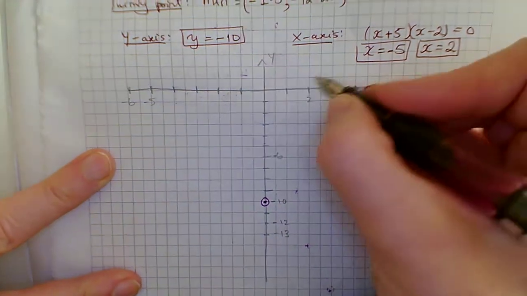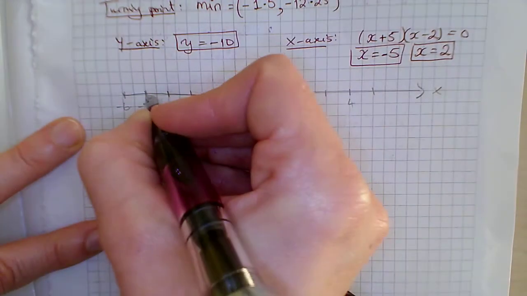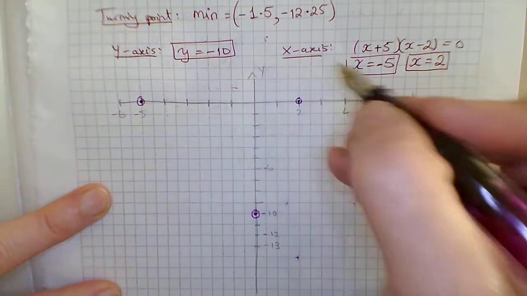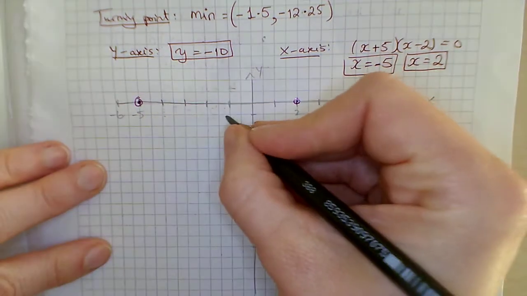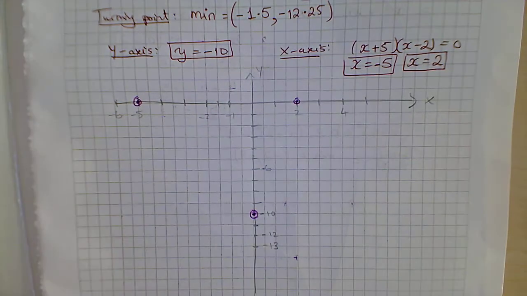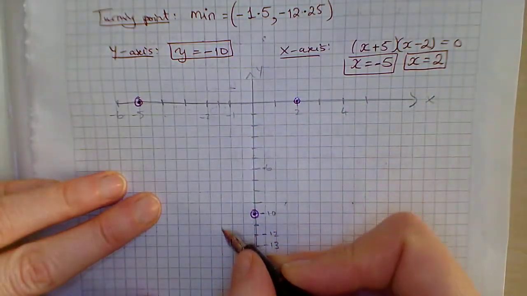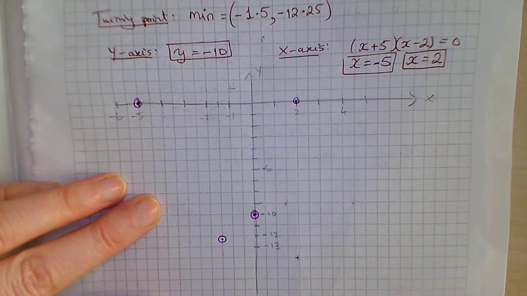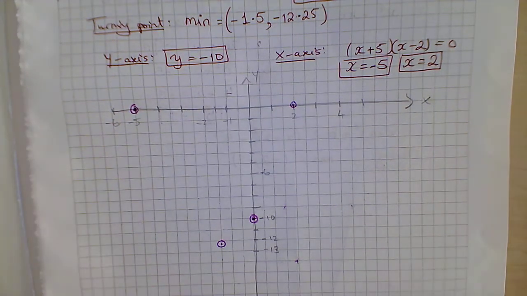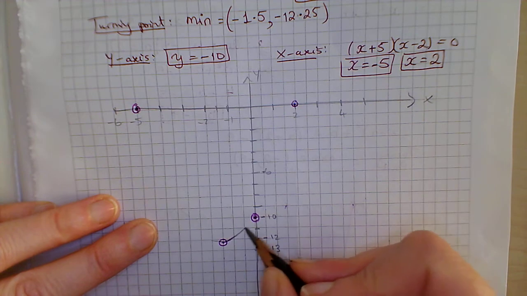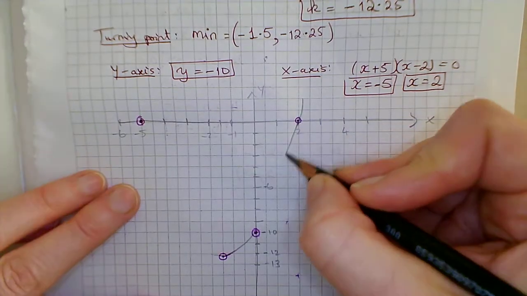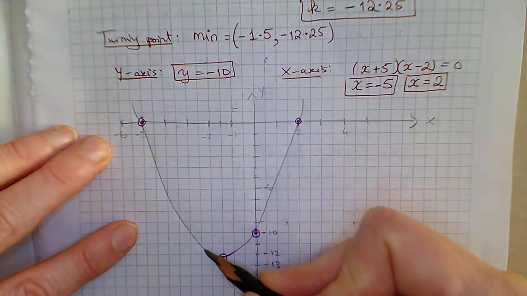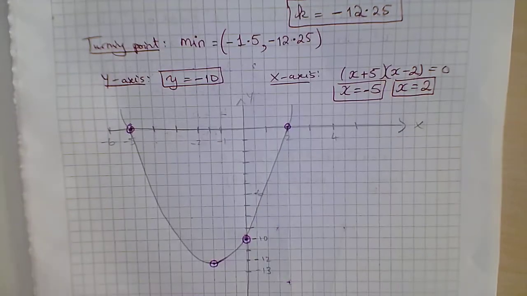It intersects the x-axis at x equals 2 and x equals -5. And my turning point, my minimum point, is at -1.5. So there's -1, there's -2, there's -1.5. Down as far as -12.25. So I'm just a quarter of the way through the box. So there's the 4 points that I need. There's my turning point, so everything is symmetrical around that. We know it's U-shaped because the x squared was positive. And there is the graph of our function.